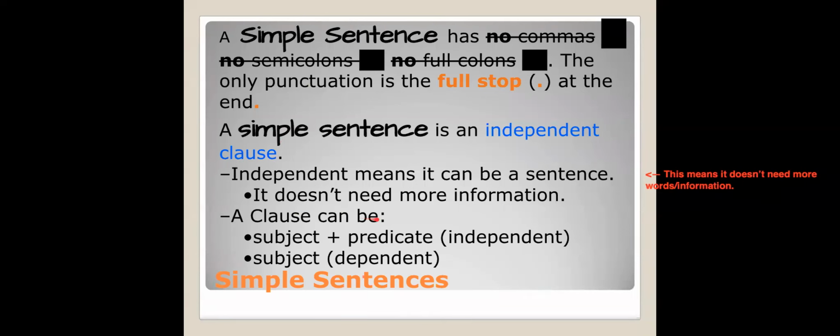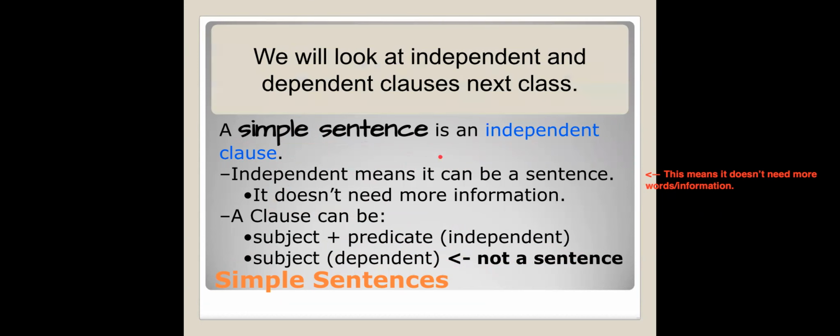So a clause can be something with a subject and a predicate, which is independent. And another one can be a subject that is dependent. And I'll explain this a little more clearly in a future lesson. But for now, all you need to know is that a simple sentence can be like an independent clause. And we will look at independent and dependent clauses next class, okay?